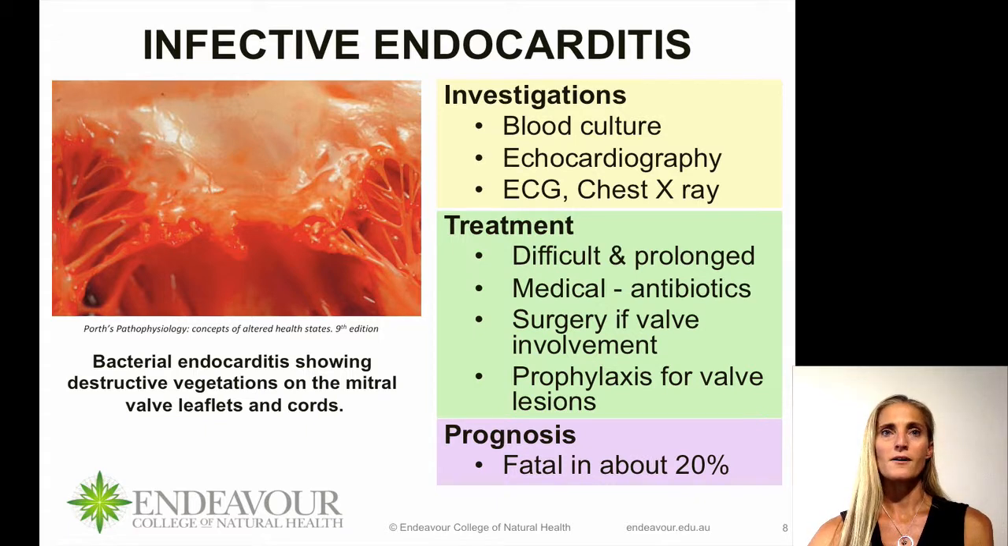Now, treatment. Empirical treatment depends on the mode of presentation, what kind of organism it is, whether the patient has a prosthetic valve or a penicillin allergy, etc. For example, if the presentation was acute, they may give certain types of penicillin, with gentamicin, and for subacute presentation, they may give benzylpenicillin and gentamicin. If people have a penicillin allergy, or if they suspect methicillin-resistant staph, or they have a prosthetic valve, then they would be looking at triple therapy with a variety of antibiotics.